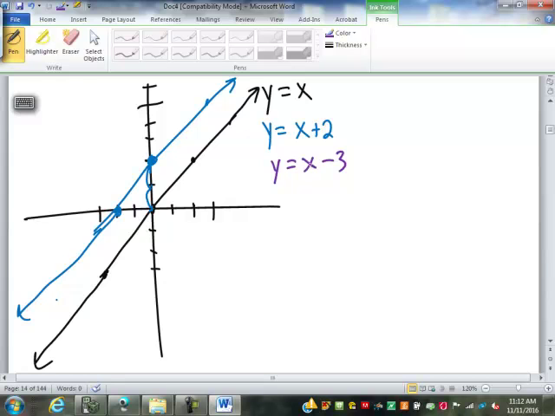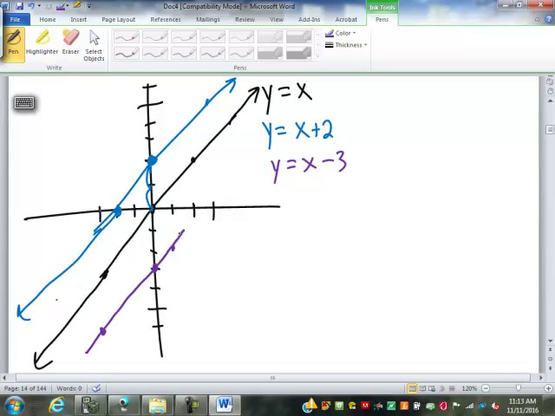Well, let's try it. If x is -3, well, what is -3 minus 3? That'd be -6, right? So if x is -3, y is -6. If x is 0, what would y be? Well, 0 minus 3 would be -3. If x were 1, 1 minus 3 would be -2. So if x were 1, y is -2.